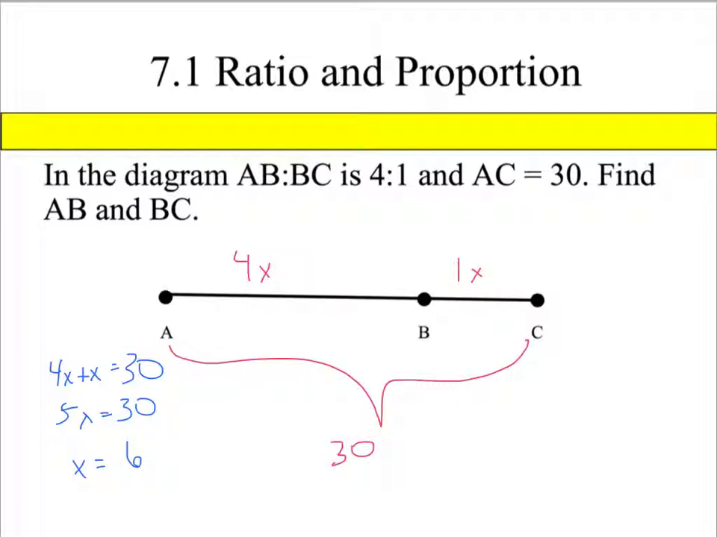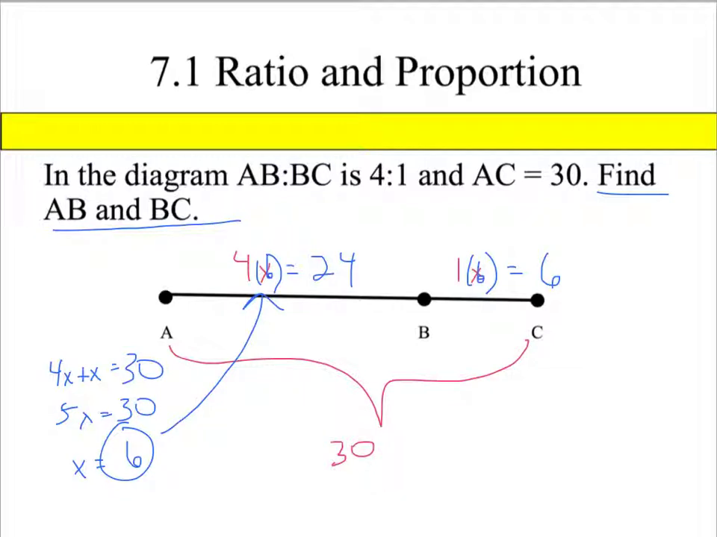All right, but we're not done because it asks us to find AB and BC. So we plug this 6 in for x, and we get 24 here, and plugging in 6 here, it's going to be 6. When you come up with this equation, you need to make sure you find out what AB is and what BC is. AB is 4x. We know it's 4 times what BC is, but we're not quite sure what BC is, so we need to plug in a few variables.